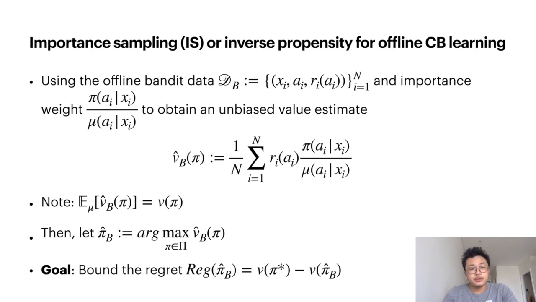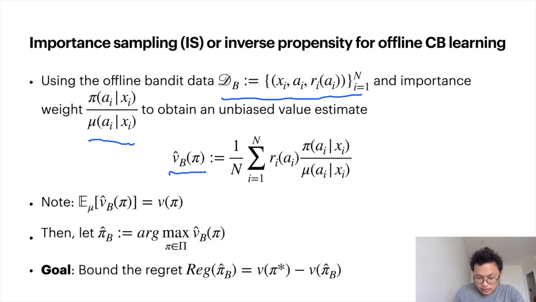So today we will focus on a very simple offline contextual bandit algorithm using importance sampling. The idea is that, let me recall that we had the offline datasets here, and then importance sampling is simply using the importance weight pi over mu to obtain an unbiased value estimate. We have B, which is denoted for bandit. All right, so why is it an unbiased estimate?